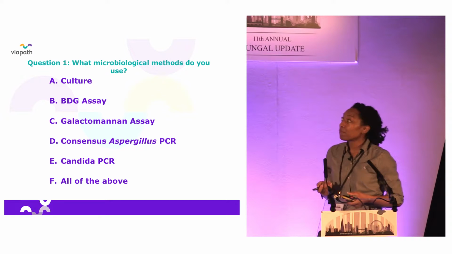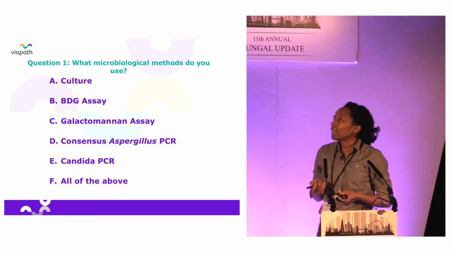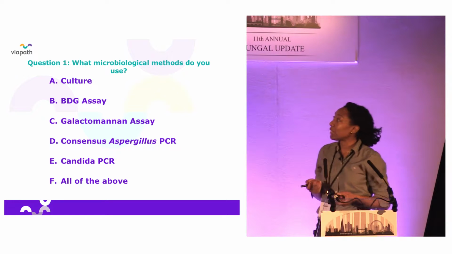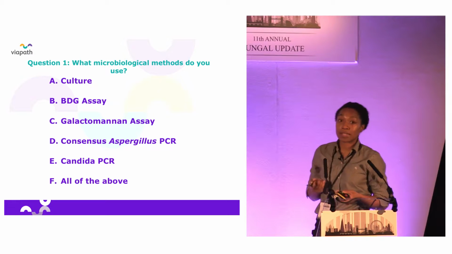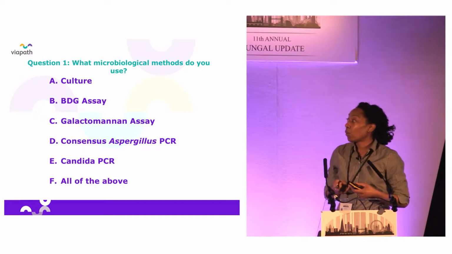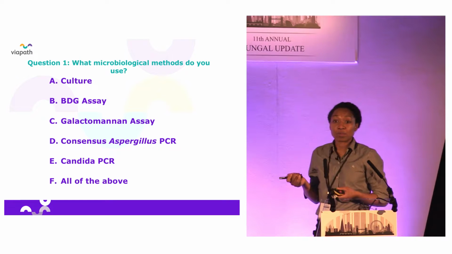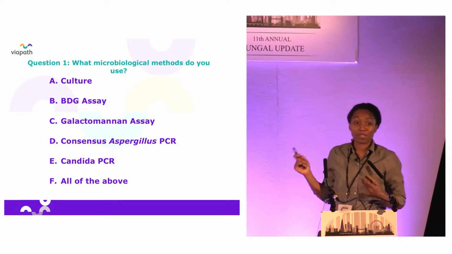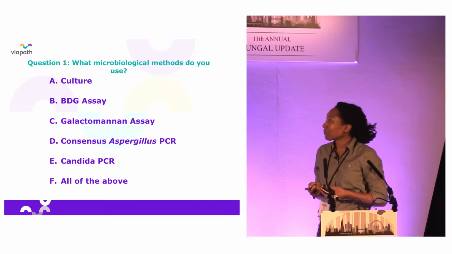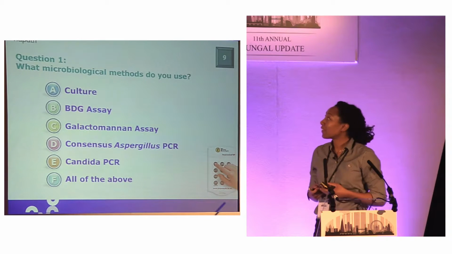So my first question for you is, what microbiological methods do you use locally? A, culture, B, beta-D-glucan assay, C, galactomannan assay, D, consensus Aspergillus PCR, or E, Candida PCR. You can choose a multitude of these except for F, which is all of the above. So if you'd like to vote.